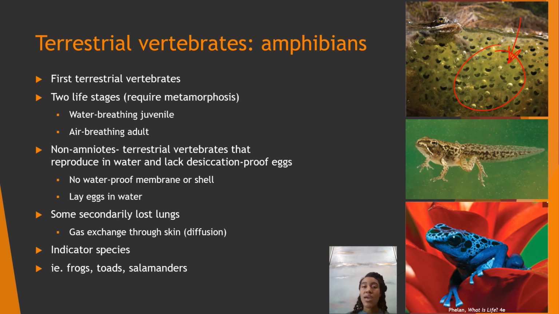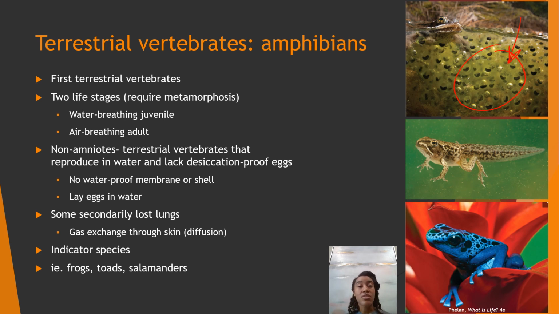Some have lungs and can use their skin to respire, but for those that have lost their lungs completely, they rely solely on gas exchange through their skin in order to survive. And this is important to the texture of their skin. They have to make sure that their skin is always moist for gas exchange to occur. If they become too dry, they will basically suffocate.